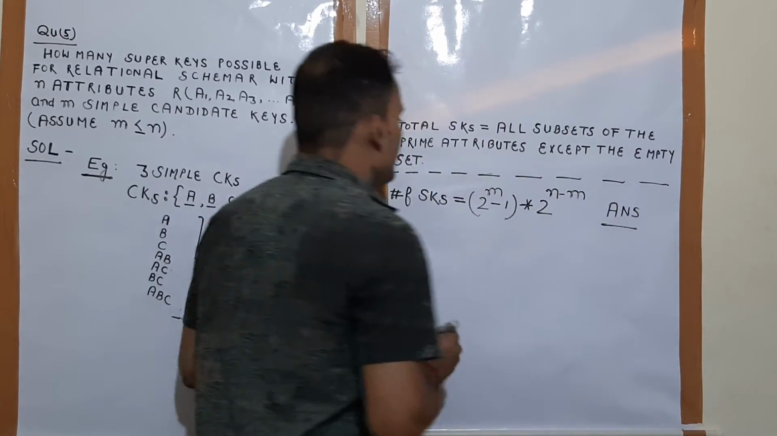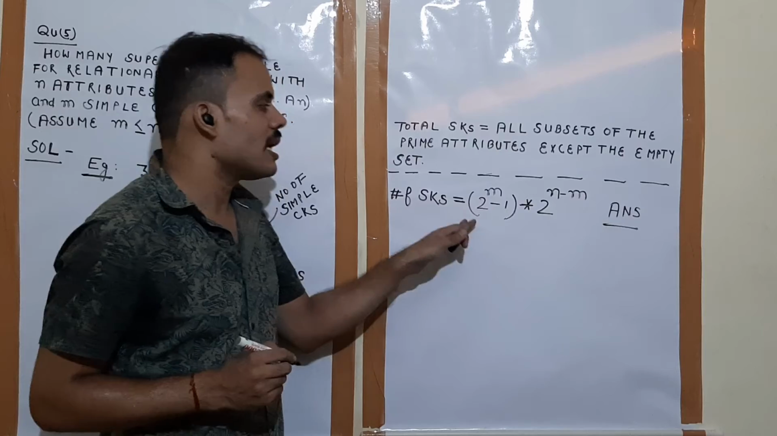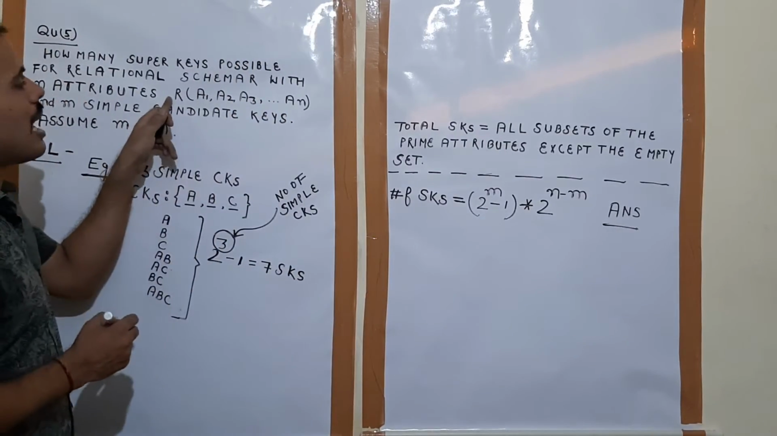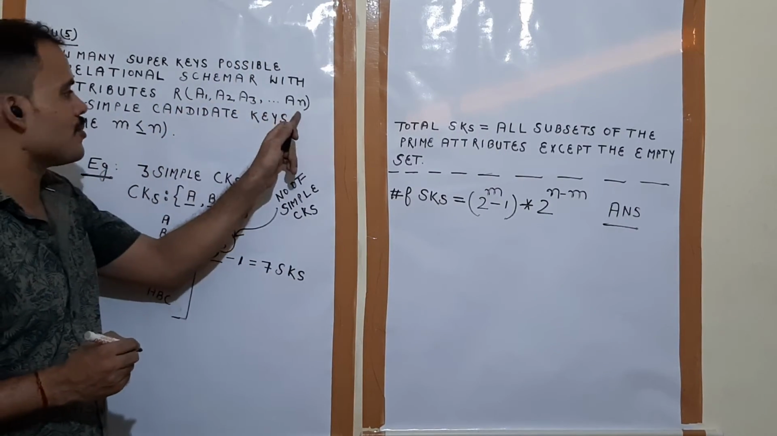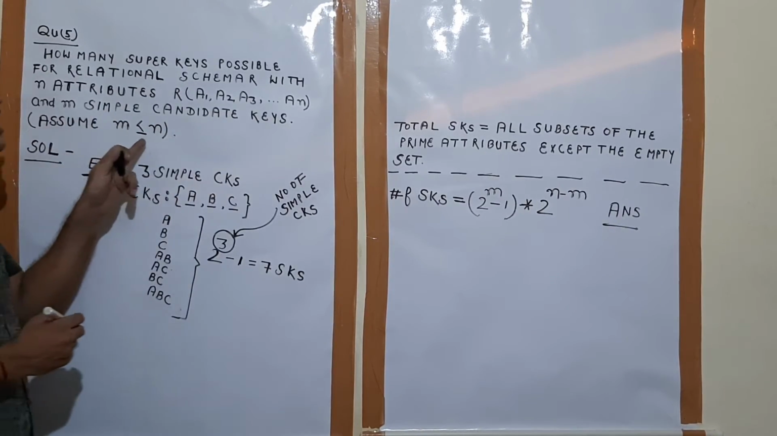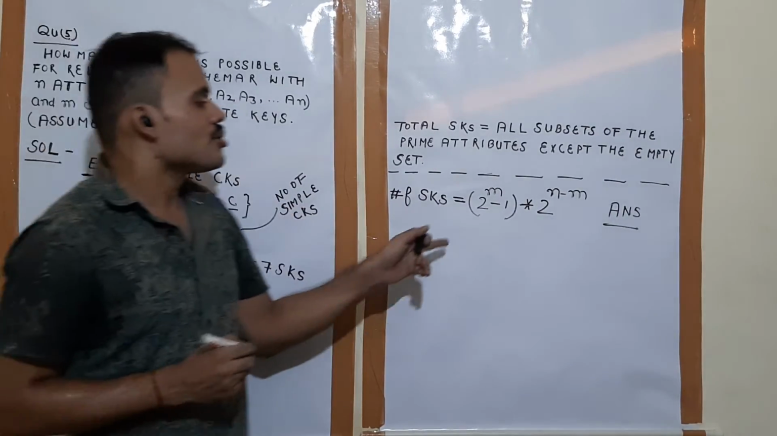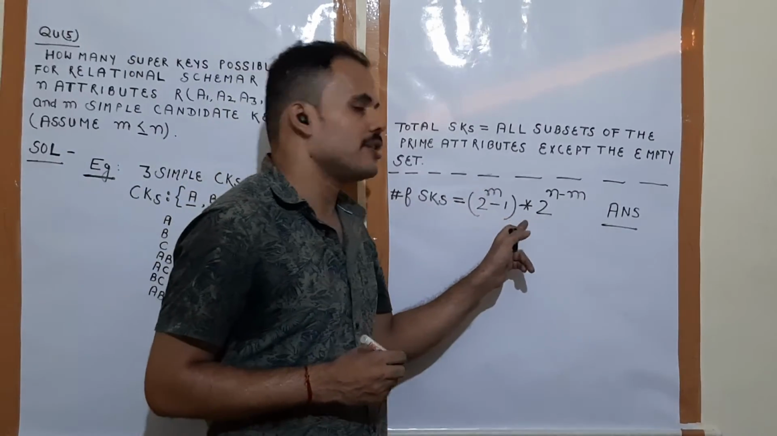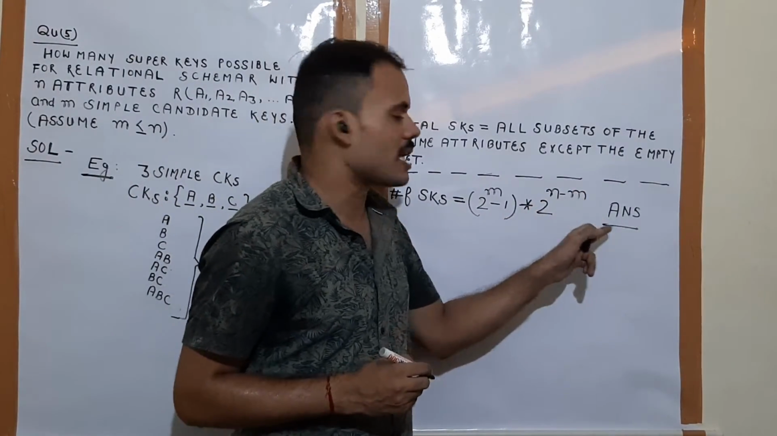Means the number of super keys in the relational schema consisting of n attributes and m simple candidate keys, where m is less than or equal to n, is 2 to the power m minus 1 into 2 to the power n minus m. This is the answer.